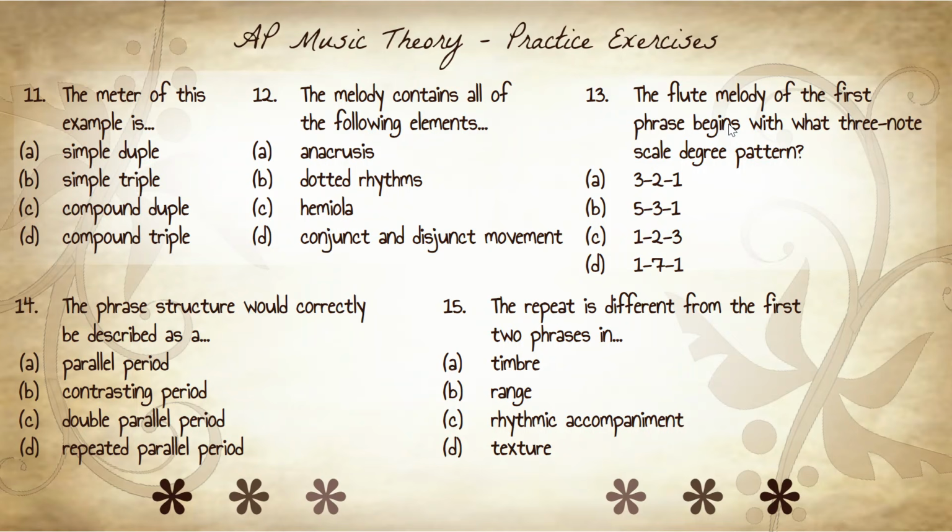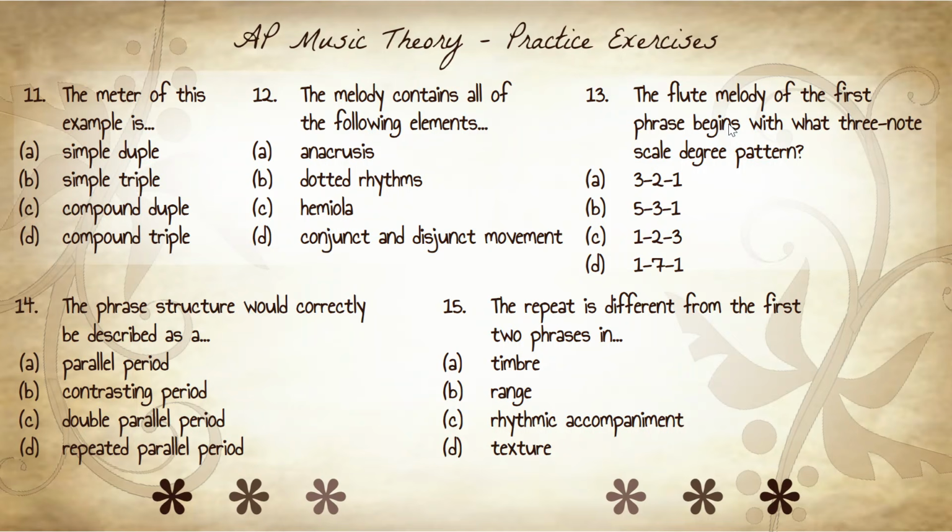Question 14. The phrase structure would correctly be described as A, parallel period, B, contrasting period, C, double parallel period, or D, repeated parallel period. The note says the opening information tells you the first section contains two phrases and is repeated, which eliminates two of the answers.